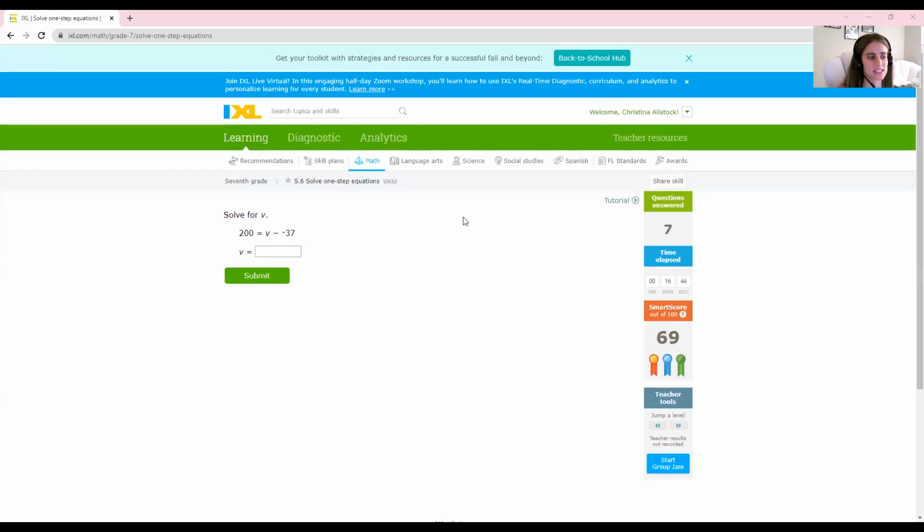All right, this will be the last example that we do together. 200 is equal to V minus a negative 37. First off, let's draw that line down the center. Now, this is the first time we've had one like this. We have minus and negative. That isn't simplest form. Therefore, we need to simplify that side first before I can determine that opposite operation.